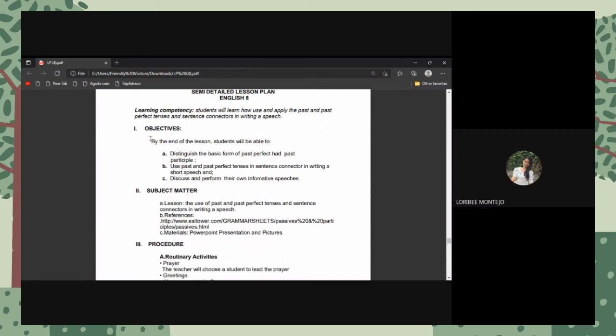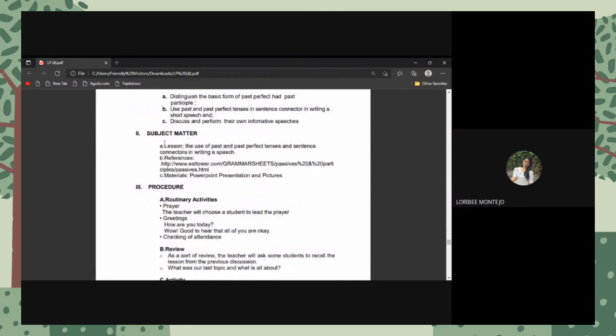Here are our objectives. By the end of the lesson, the students will be able to: first, distinguish the basic forms of past perfect and past participle; second, use past and past perfect tense and sentence connectors in writing a short speech; and discuss and perform their own short informative speeches. So we will go down to our subject matter.